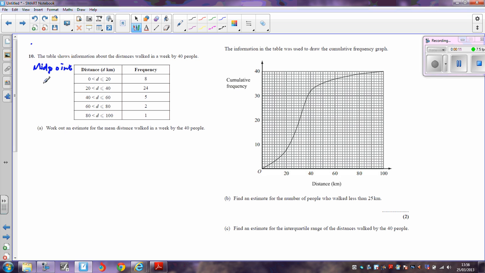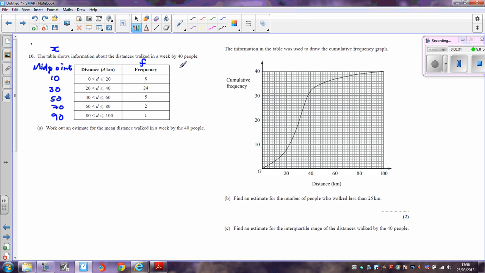So the midpoint of each group: 0 to 20, the midpoint is going to be 10. 20 to 40, that's going to be 30. 40 to 60, midpoint is 50. 60 to 80, the midpoint is 70. 80 to 100, the midpoint is 90. And if you like, I can call that my X column. This is my frequency column.